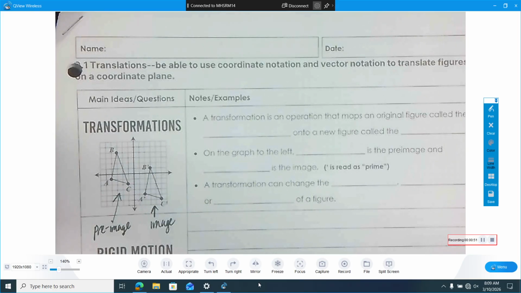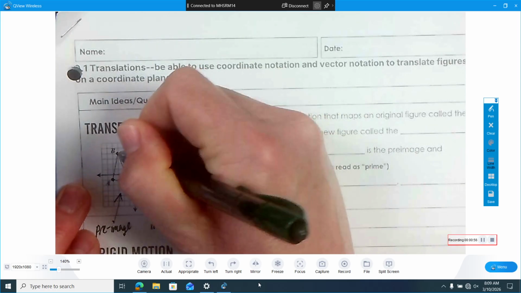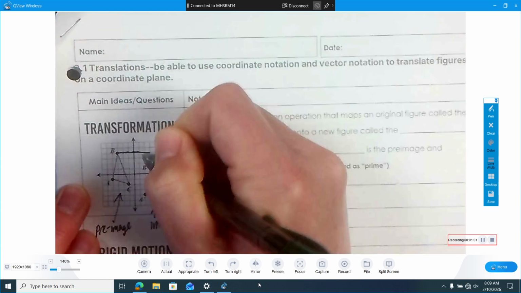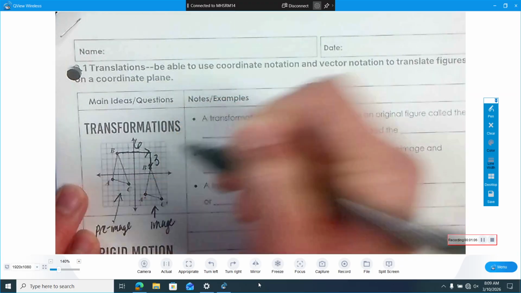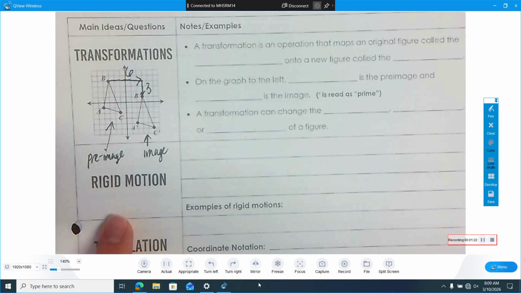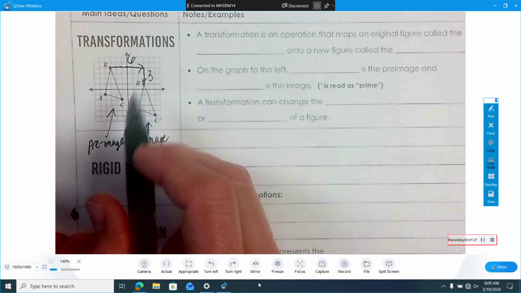And so in this case, this image was moved 1, 2, 3, 4, 5, 6 units to the right, and 1, 2, 3 units down. So it was shifted horizontally 6 units and vertically 3 units. And that can be written 2 ways. If we used coordinate notation, what would that coordinate notation be for this?